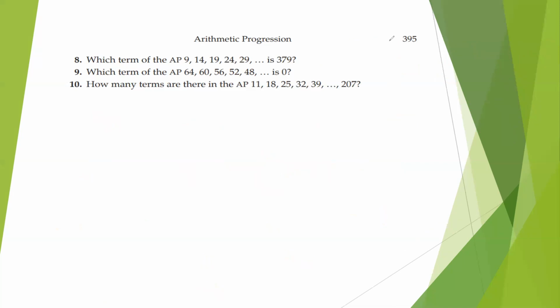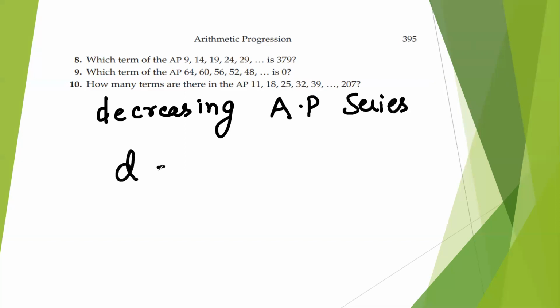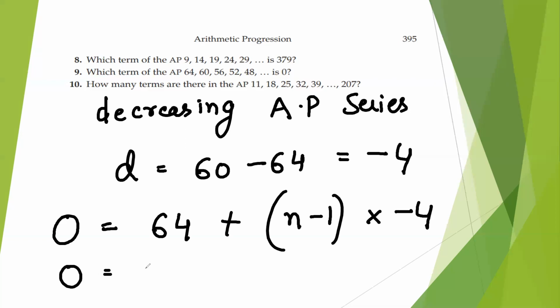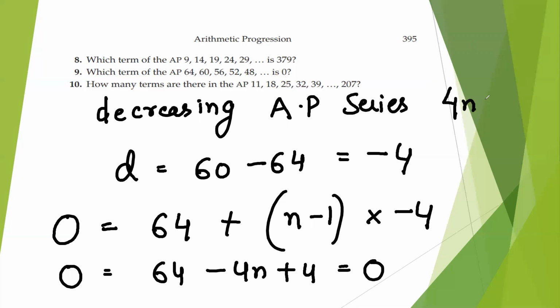Let's try some other questions. Which term of the AP is 0? Now, when the terms can be 0, definitely that will be a decreasing AP series, and the difference must be negative. Just see, 60 minus 64 gives you minus 4. So put Tn equal to 0, A equal to 64 plus (n minus 1) into minus 4. If you solve it, 0 equal to 64 minus 4n plus 4. So you can do 4n equal to 68 or n equal to 17, right? So here the answer is 17.